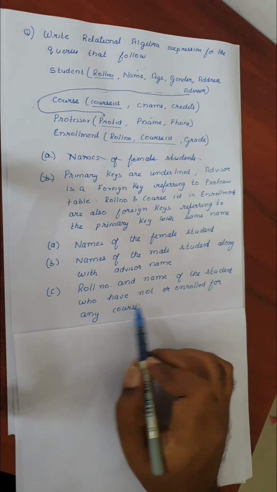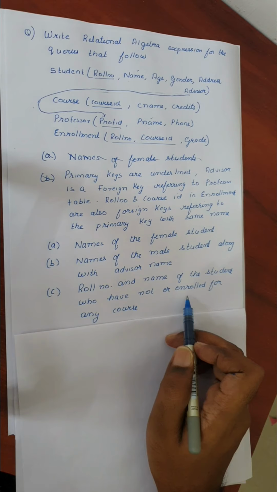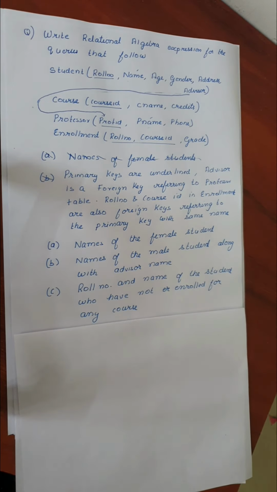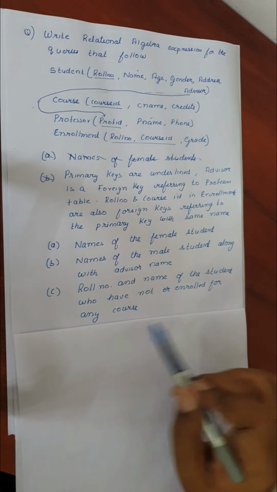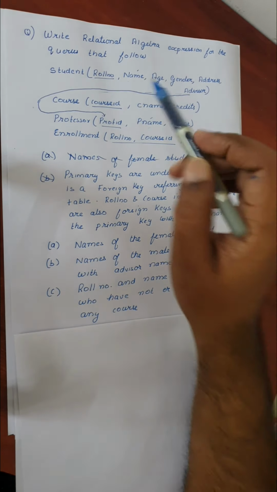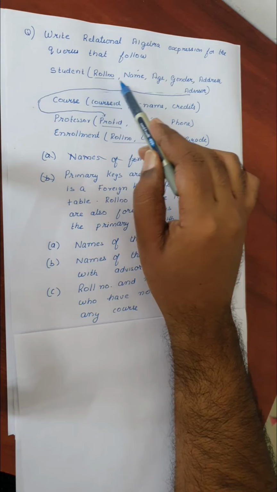Next is this one, roll number and name of the student who have not enrolled for any course. Roll number and name of the student who have not enrolled for any course. Okay, so let us see the relation. So this is the student relation.